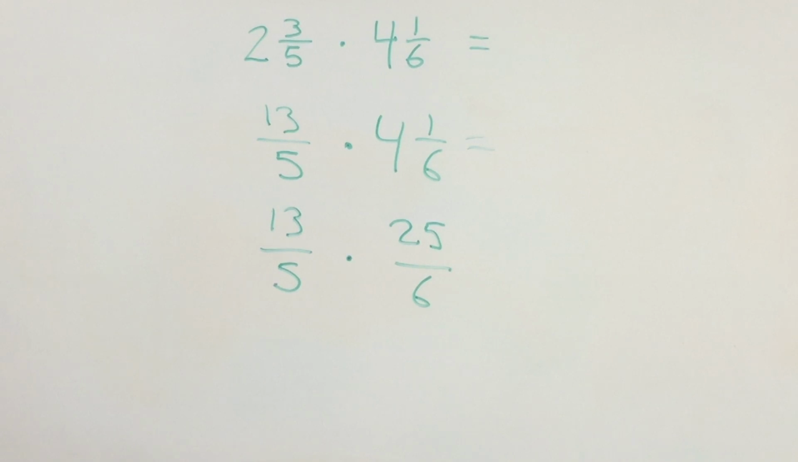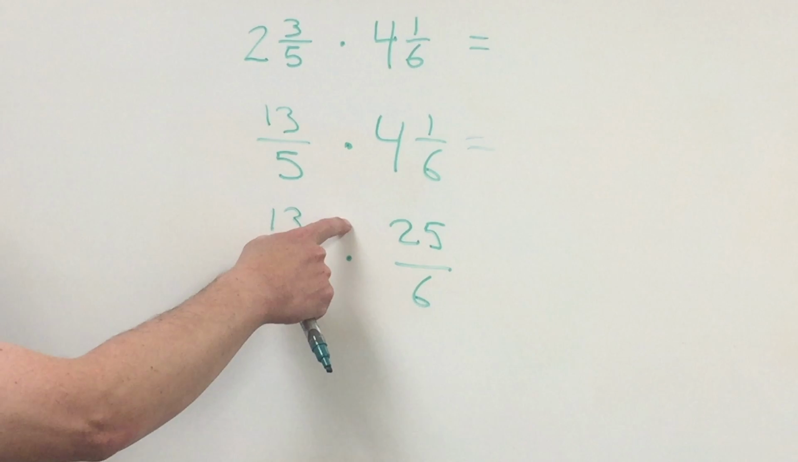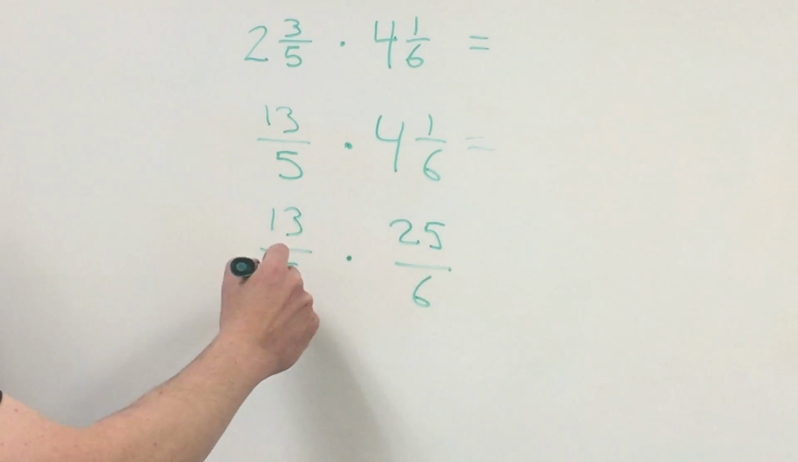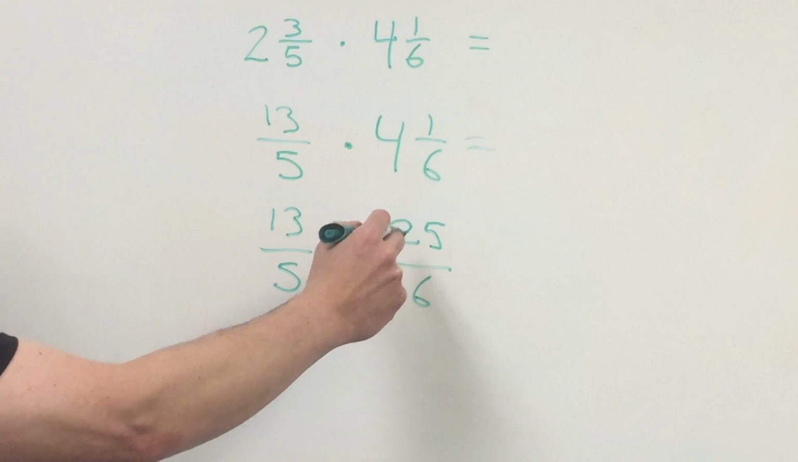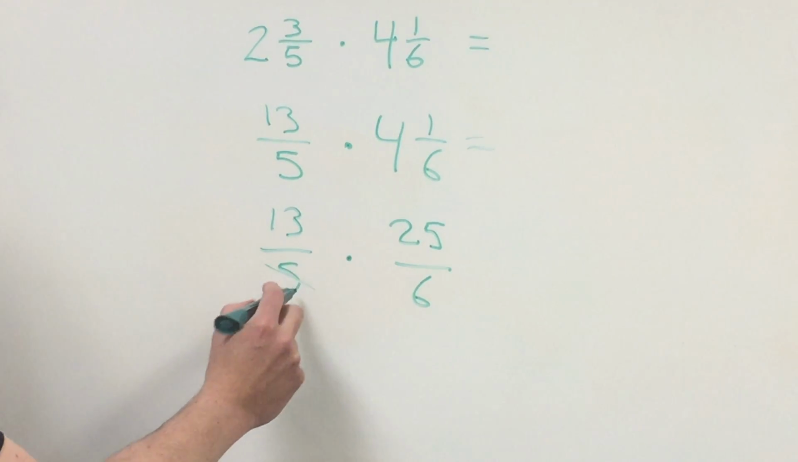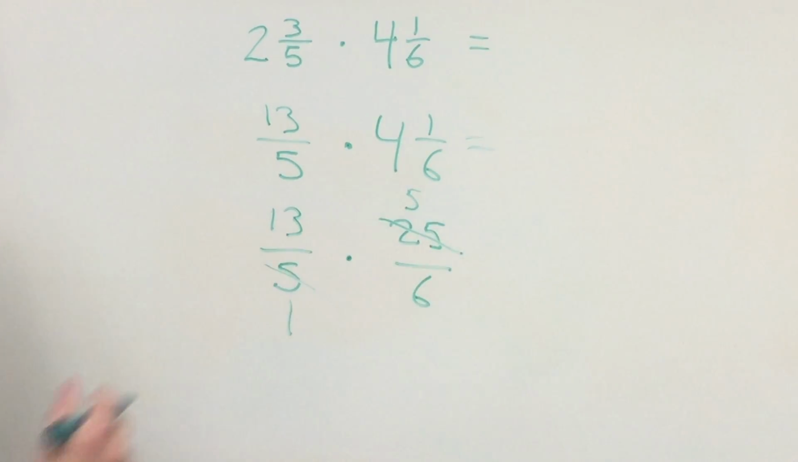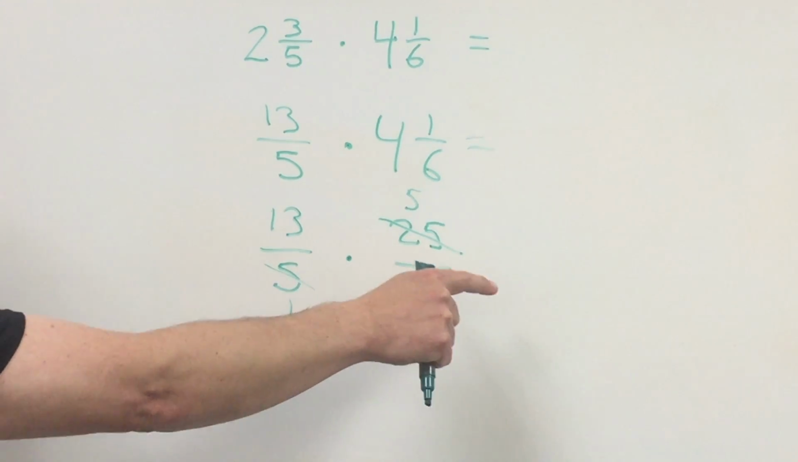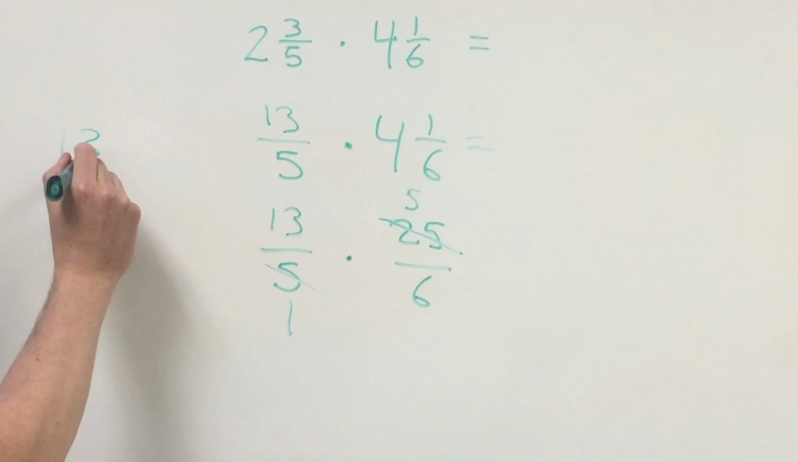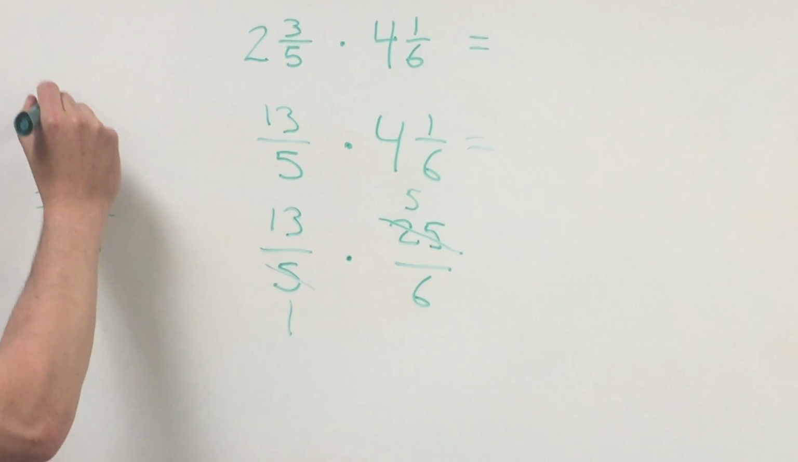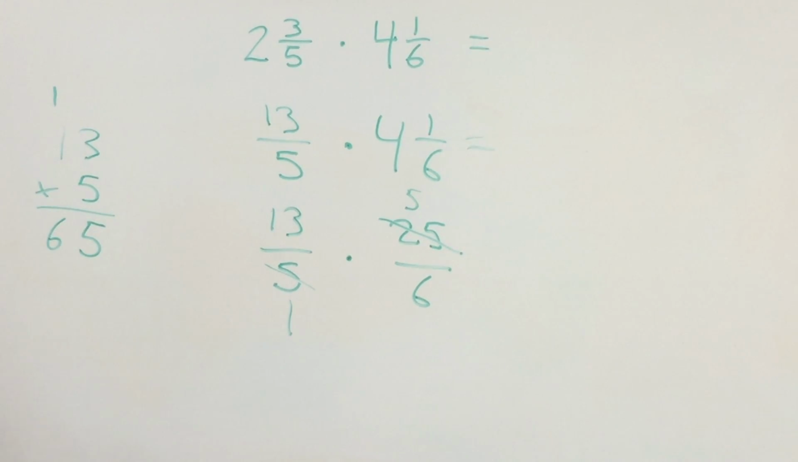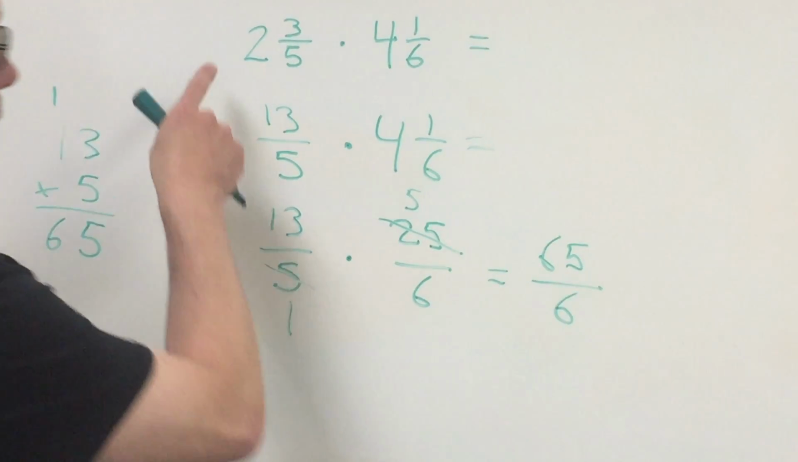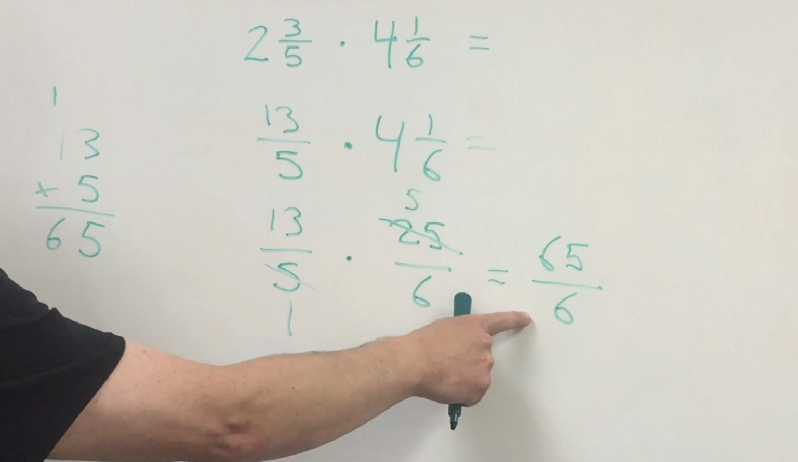So now we've turned our problem into a straightforward multiplication of fractions problem. We need to multiply the numerators and multiply the denominators. But as you can see, we actually have a canceling opportunity. 5, the denominator of 13/5, goes into 25, the numerator of 25/6, evenly. So now we've made things a little easier. We need to multiply 13 times 5 and 1 times 6. Well, 13 times 5 is 65. So 2 3/5 times 4 1/6 is 65/6.